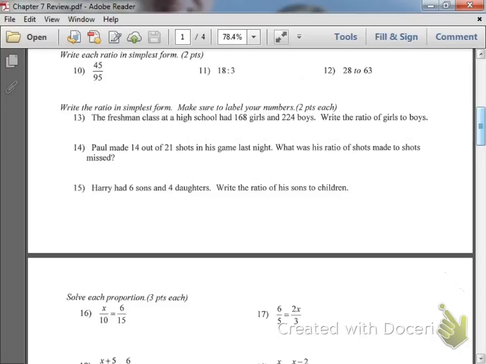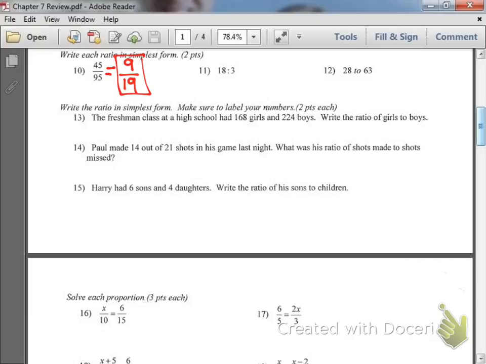How can I reduce something like that? 45 over 95. There's 2 ways to do it. Divide both sides, or sorry, divide top and bottom by 5. What does that give you? 9 over, I think it's 19. Yeah. Or, if you don't like division for some reason, what can you do instead?